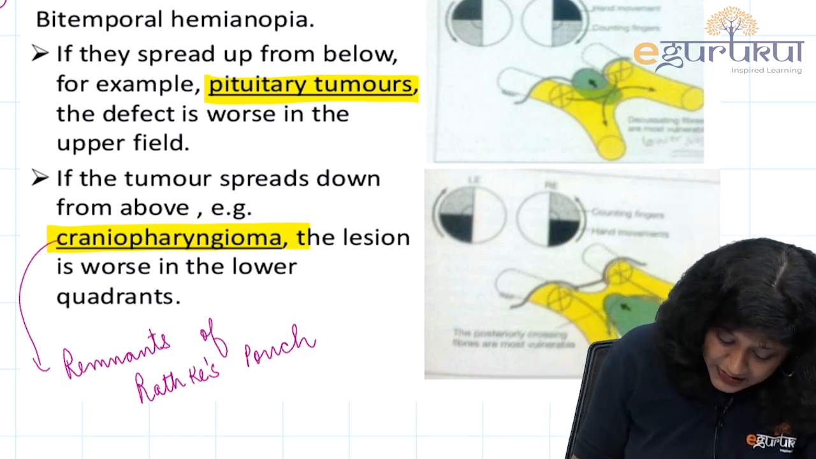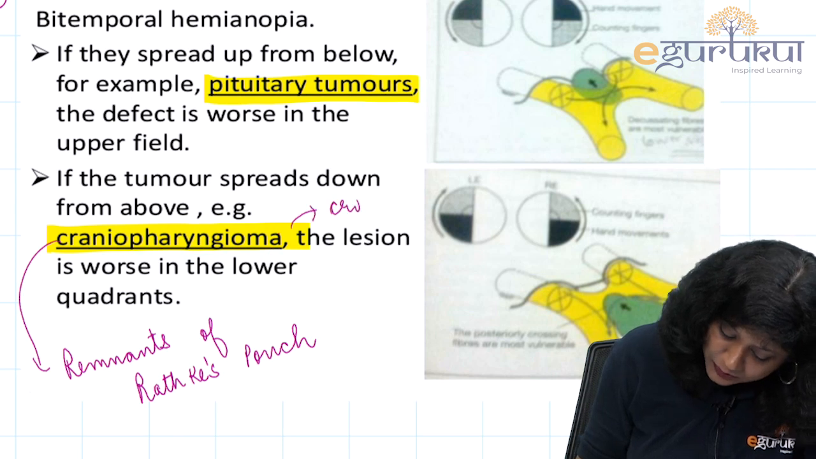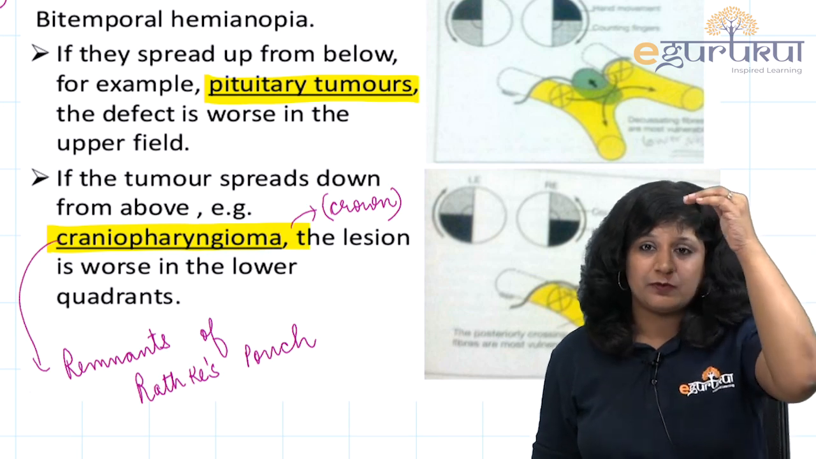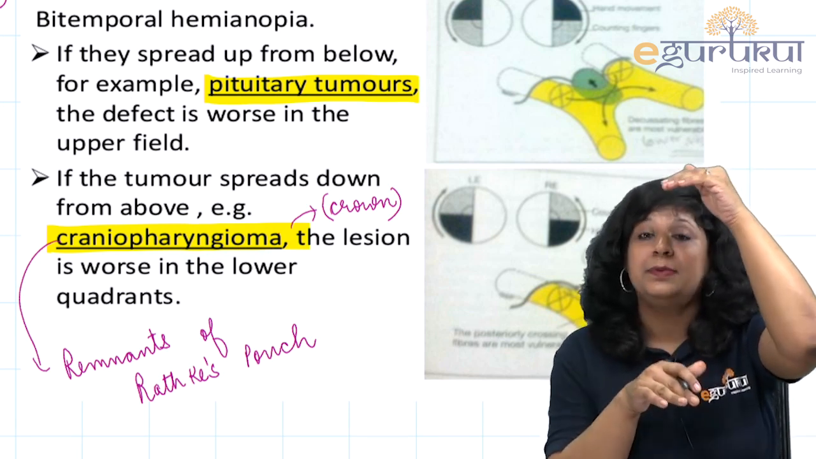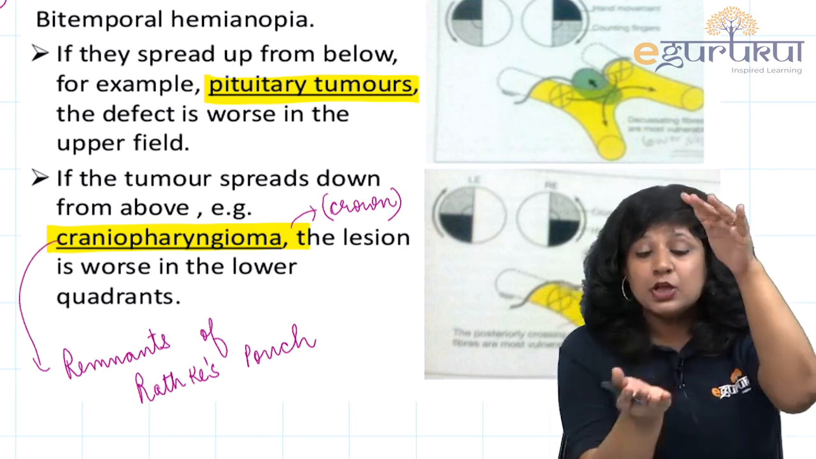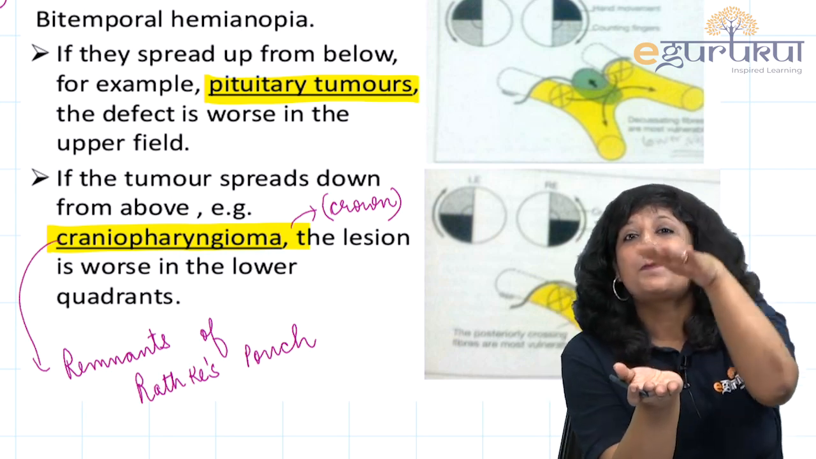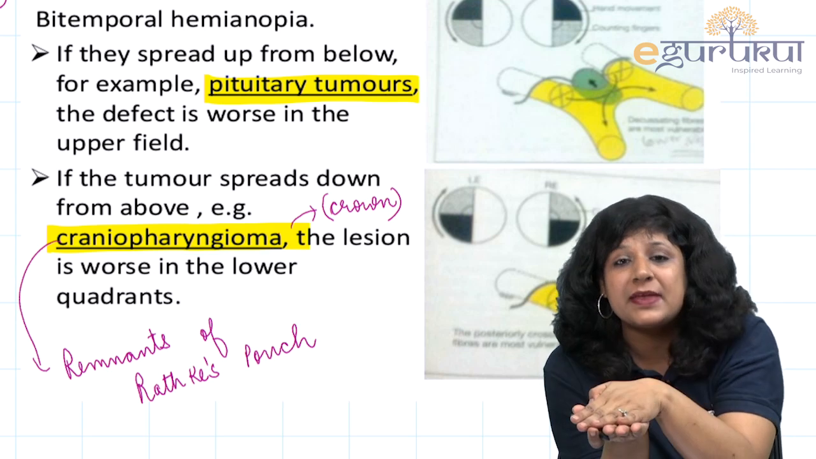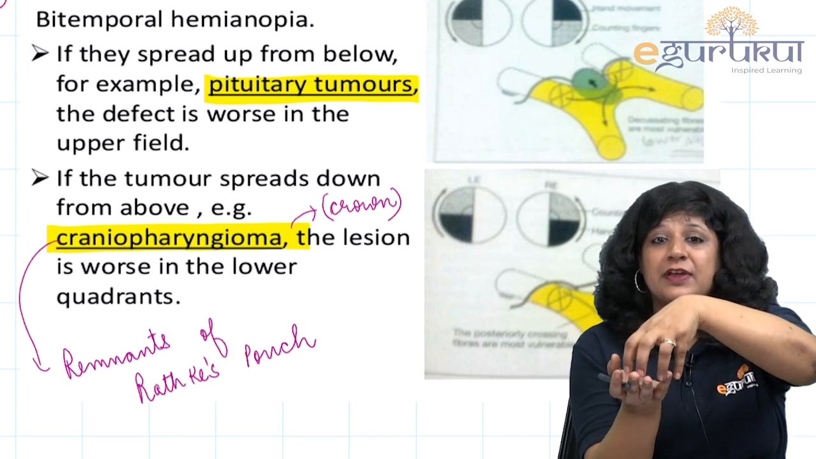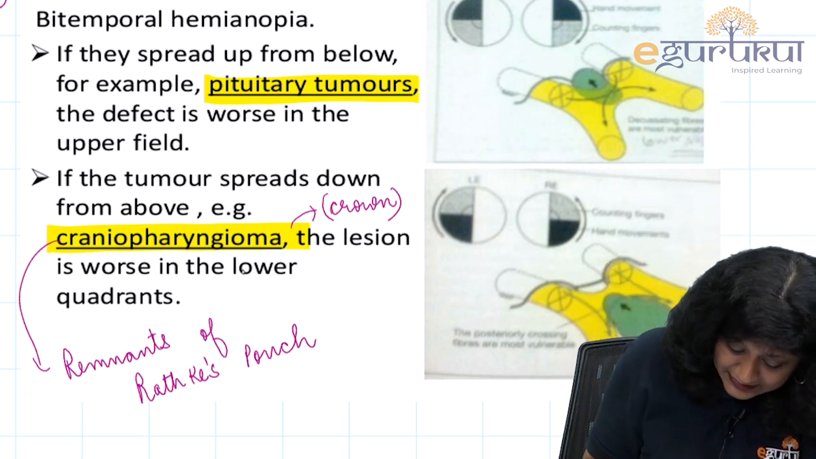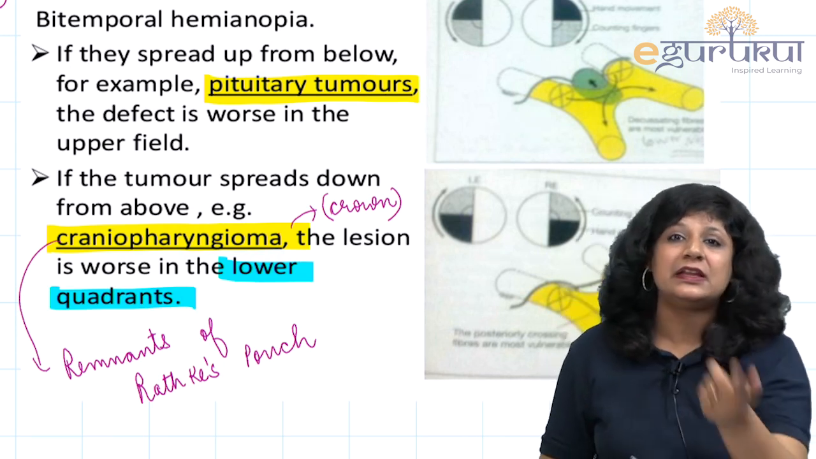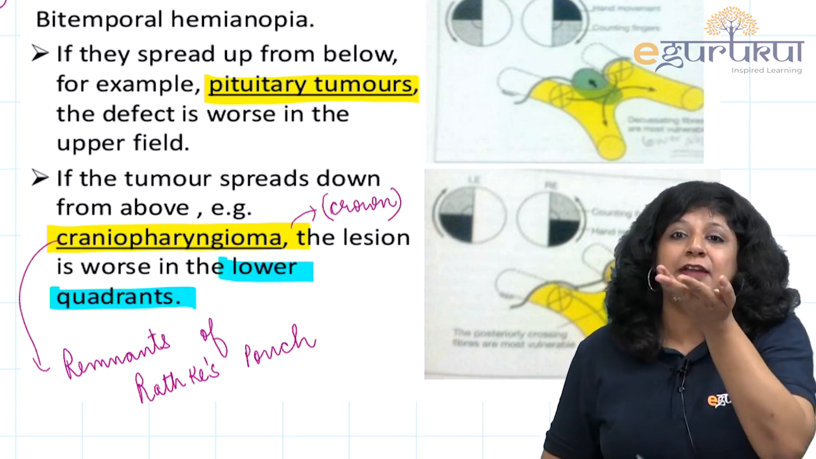Now always remember the C is for crown. Crown is always lying upwards, so it is above the optic chiasma. So this is compressing the superior fibers, and because it is compressing the superior fibers, what will it affect? Therefore, it will cause a problem in the inferior quadrant, because the visual field defect is always diagonally opposite. Similarly, the pituitary tumors are compressing it from below.